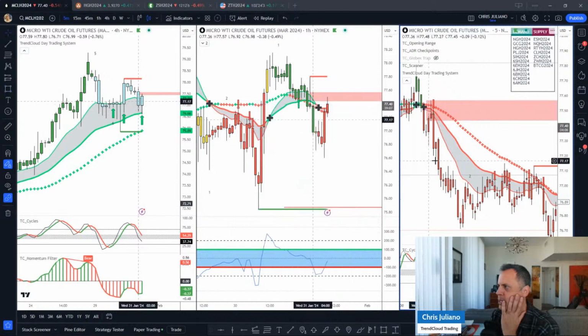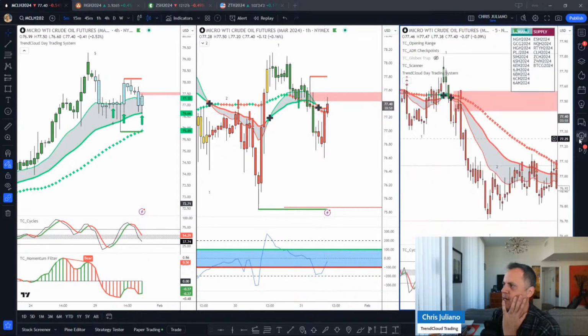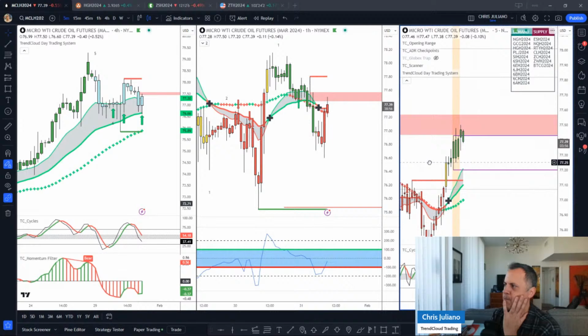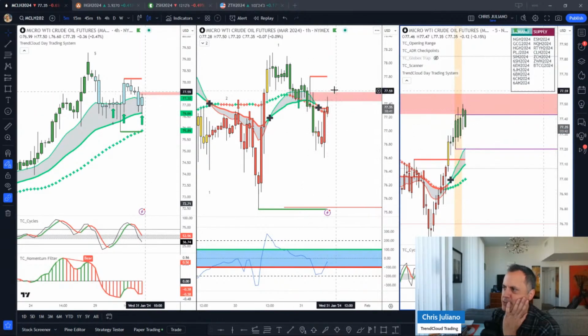Okay, so where are we at here with that? All right, it's breaking to the upside right into that 5-minute supply zone. Okay, so 5-minute supply zone with a 15-minute downtrend and a 1-hour momentum going down. This right here, this type of 1-hour trend.